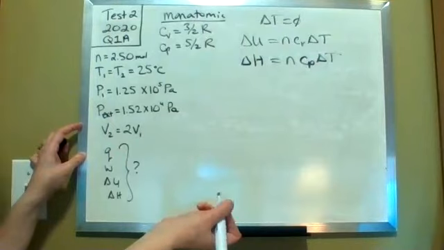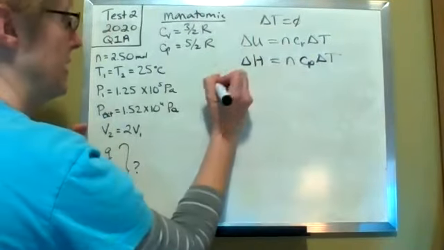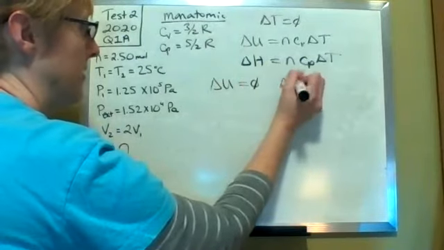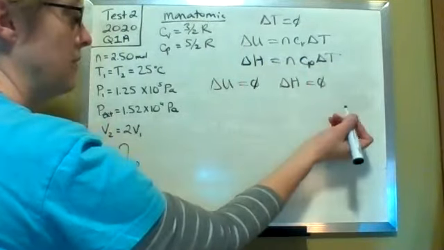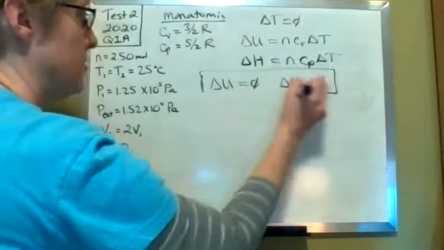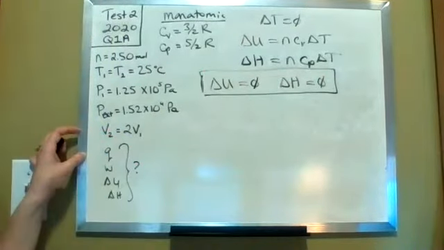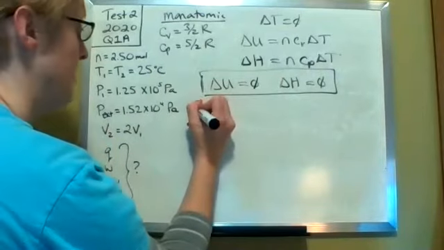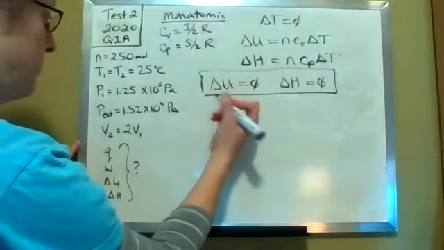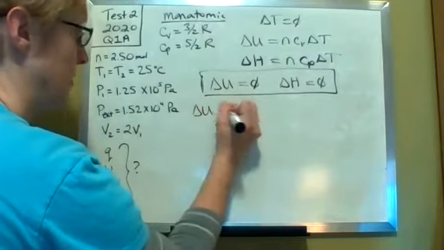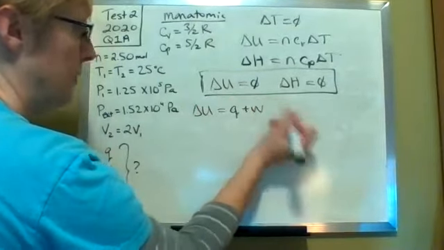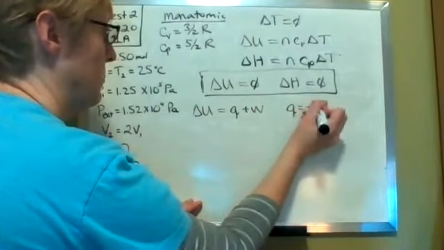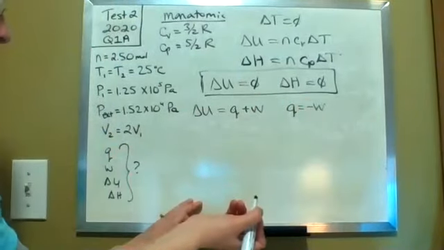So right off the bat, if you have a 0 and a 0, that's telling us delta U equals 0 and delta H equals 0. So we just have 2 out of our 4 variables taken care of. Next, remember our equation for delta U equals Q plus W. So we're into the case now where Q is going to equal minus W.